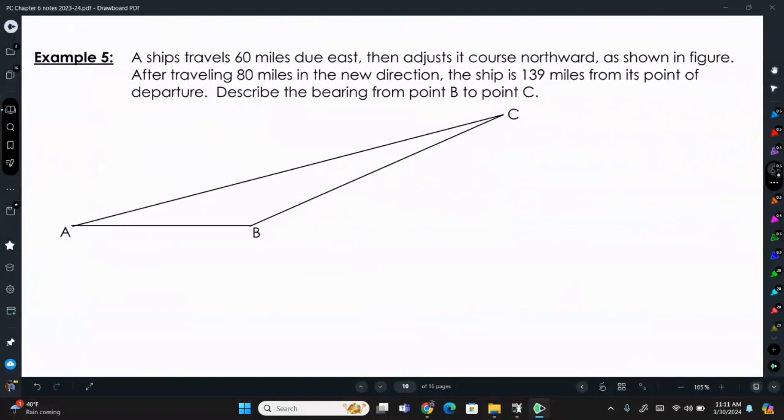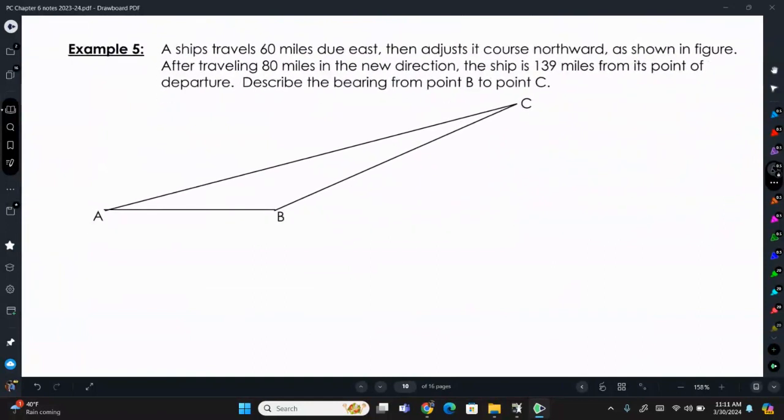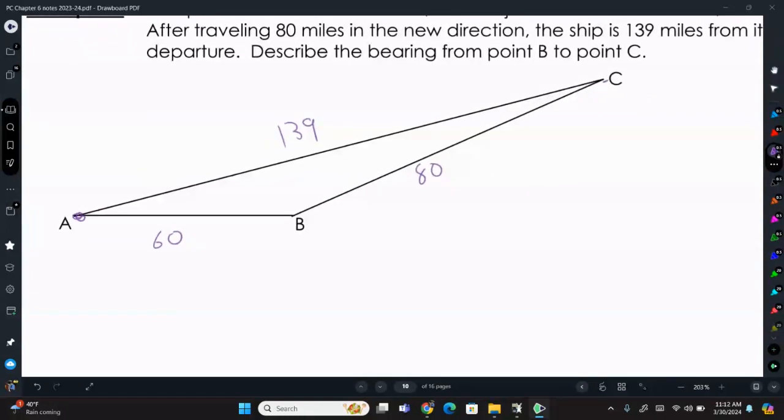All right, now let's do example 5. So the ship travels 60 miles due east, then adjusts its course northward as shown in the figure. So this is 60. After traveling 80 miles in the new direction, the ship is 139 miles from its point of departure. So its original point to its ending point is 139 miles. Describe the bearing from point B to point C. So from point B to C, that means I'm trying to find this angle right here.